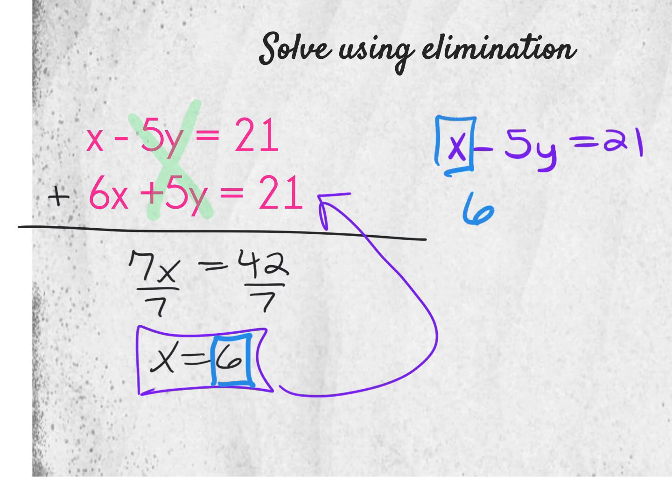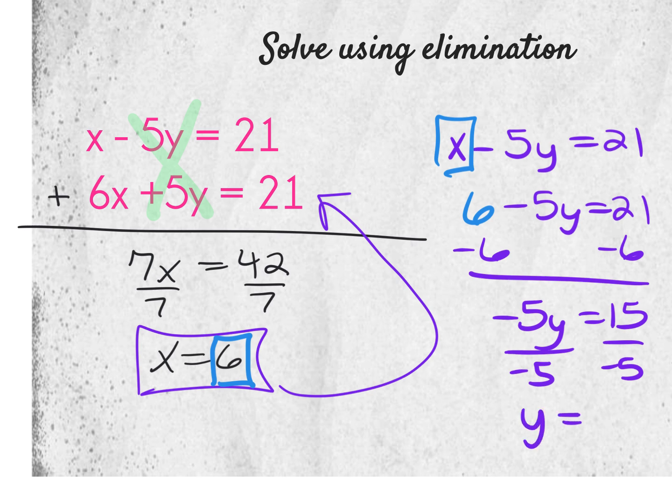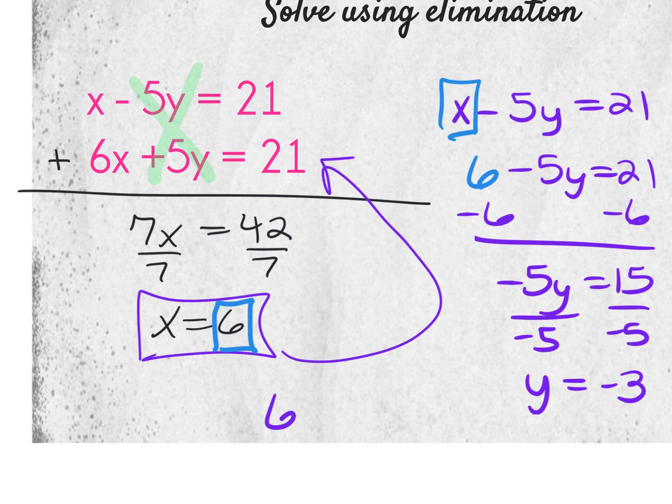So I put a 6 here, and then minus 5y equals 21. Subtract the 6. Negative 5y equals 15. Divide by negative 5, and y equals negative 3. So my solution to this system is the ordered pair (6, -3).